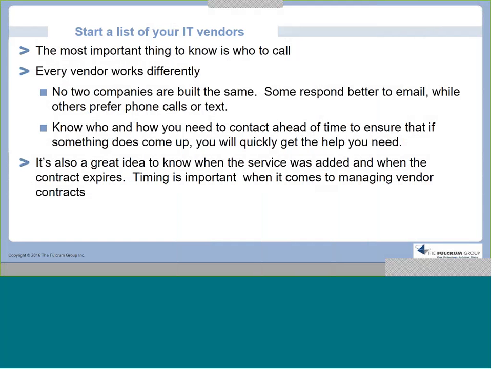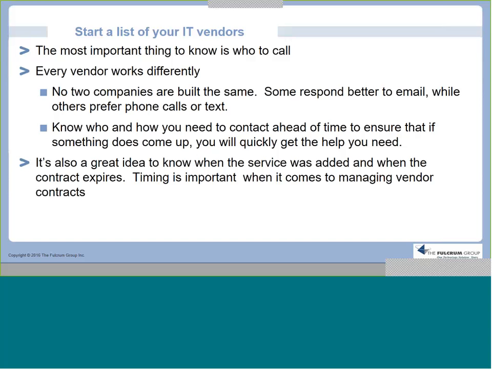Understand who it is you're supposed to call for what service, understand what to expect when you contact them, and know what their process is, so that you give yourself enough time to plan for a project or a change or a move, whatever the case may be. Know ahead of time how you need to contact them. Some people like voicemail, email, phone calls, text, whatever the case may be. Just make sure you understand how you contact your vendor.